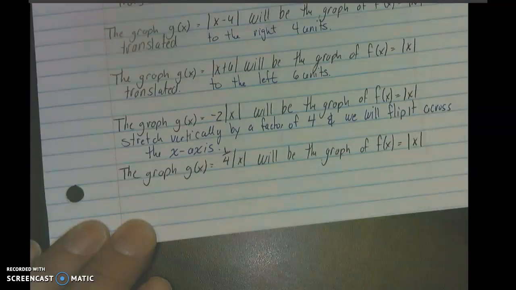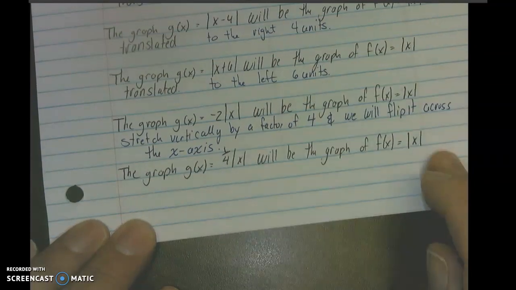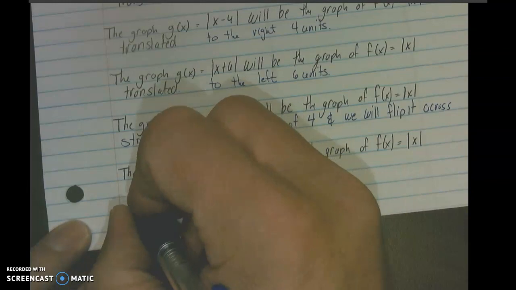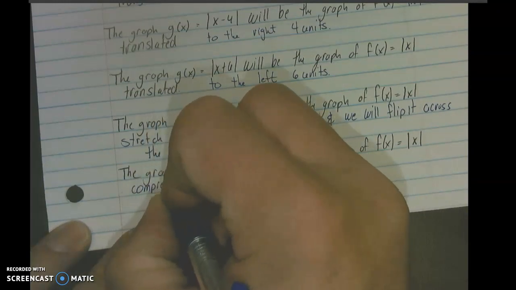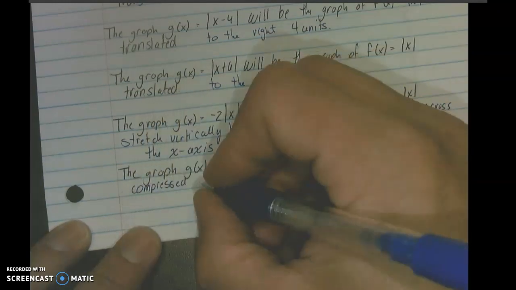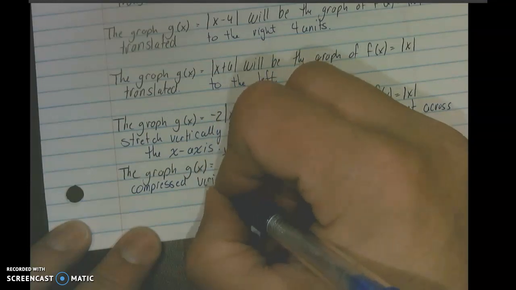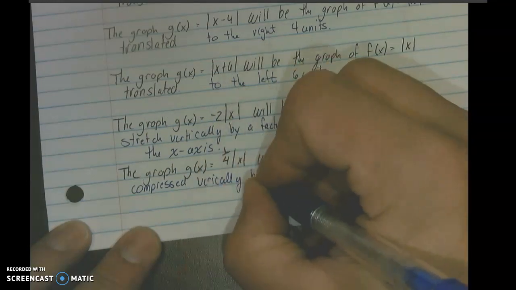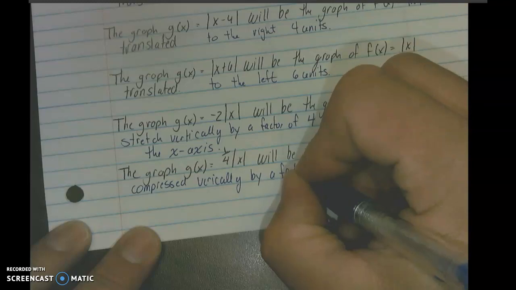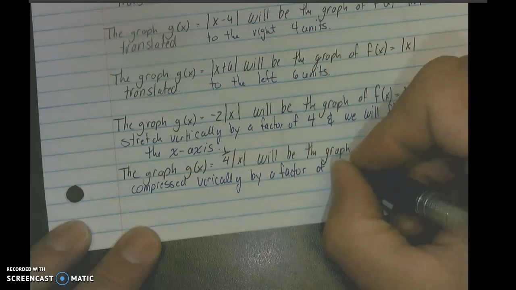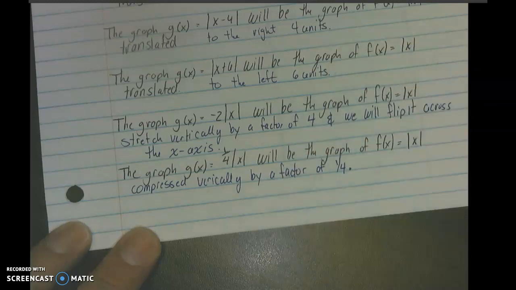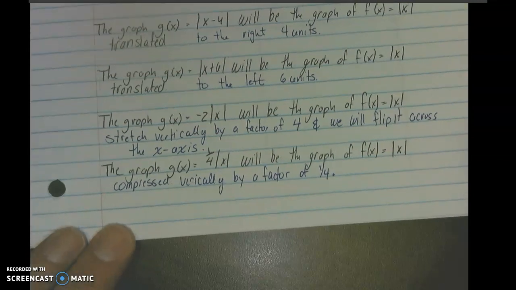The graph g of x is equal to 1/4 absolute value of x will be the graph of f of x is equal to absolute value of x compressed vertically by a factor of 1/4. Okay.